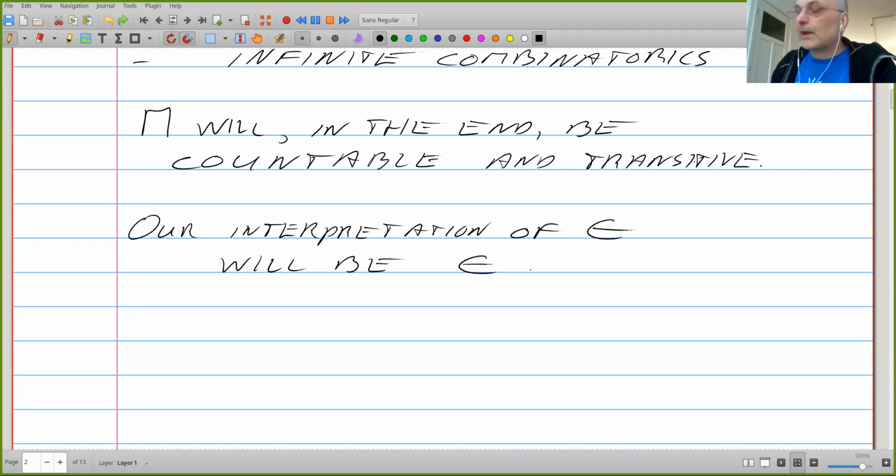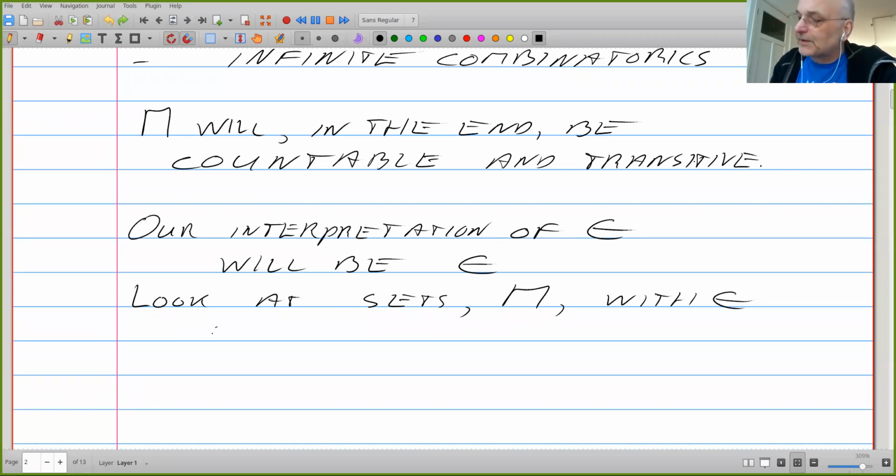We are not going to do any graph theory, directed graph type models of set theory, because any one of those can be translated into one with the real epsilon relation. Anyway, what we will do, we look at sets, M for the moment, with just the real element relation as the interpretation of element of.